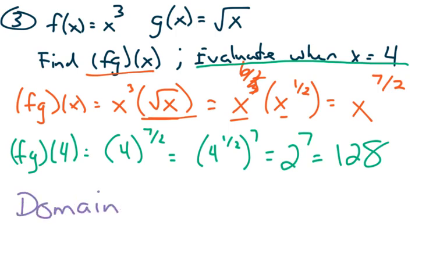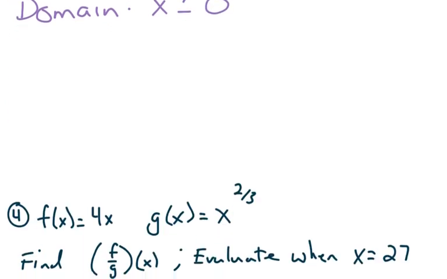Last thing we need to do is find the domain. So the domain here, we had a square root in our original setup. So again, yes, we have x cubed, but because we have this square root, we can't have any negative numbers. So our domain is x greater than or equal to 0.